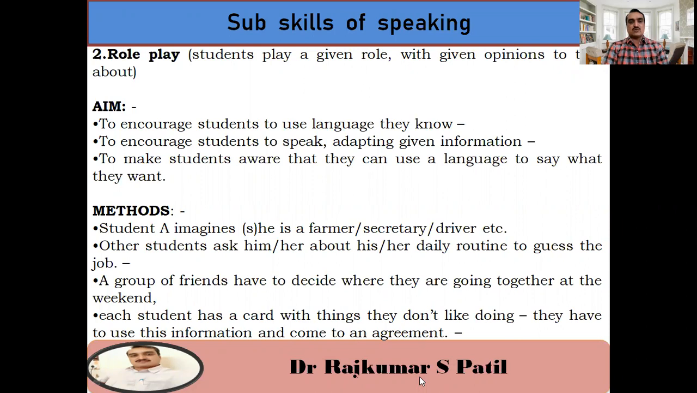As I was talking about the role play, it makes the students aware that they can use language to say what they want. So the methodology, the appropriate techniques that the teacher should follow for the development of role play, as far as the development of the sub skill of speaking in language is considered. Student A imagines that he or she is a farmer or a secretary or a driver in a particular field. So the particular task is given to the learner.